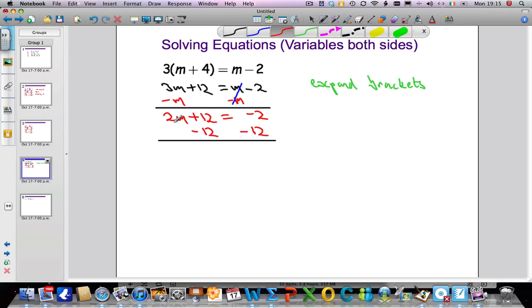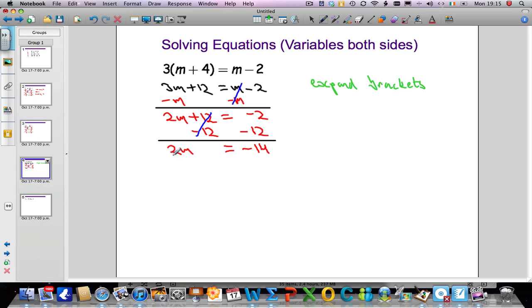Right, what does that leave us with? Well, a 2m is still there, haven't touched it. 12 take away 12, they cancel out this time. The equal sign still directly underneath, and then minus 2 minus another 12 gives me a total of minus 14. Here we are again at our one-step equation.